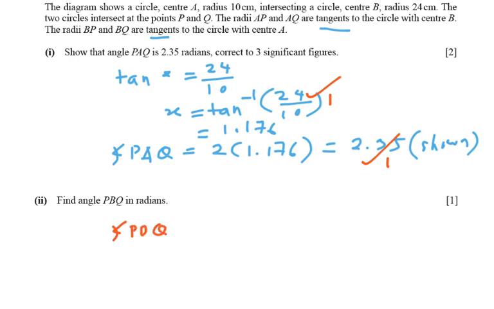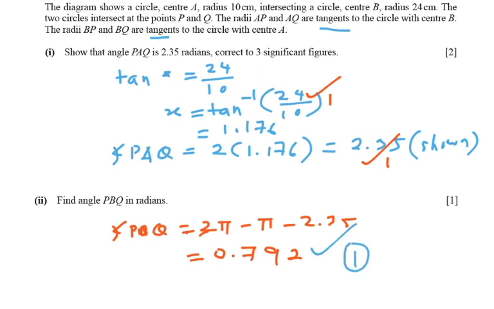Hence, angle of PBQ can be found by putting 2 pi minus 2.35. Hence, your answer will be equivalent to 0.792. Getting this answer will give you another 1 mark.